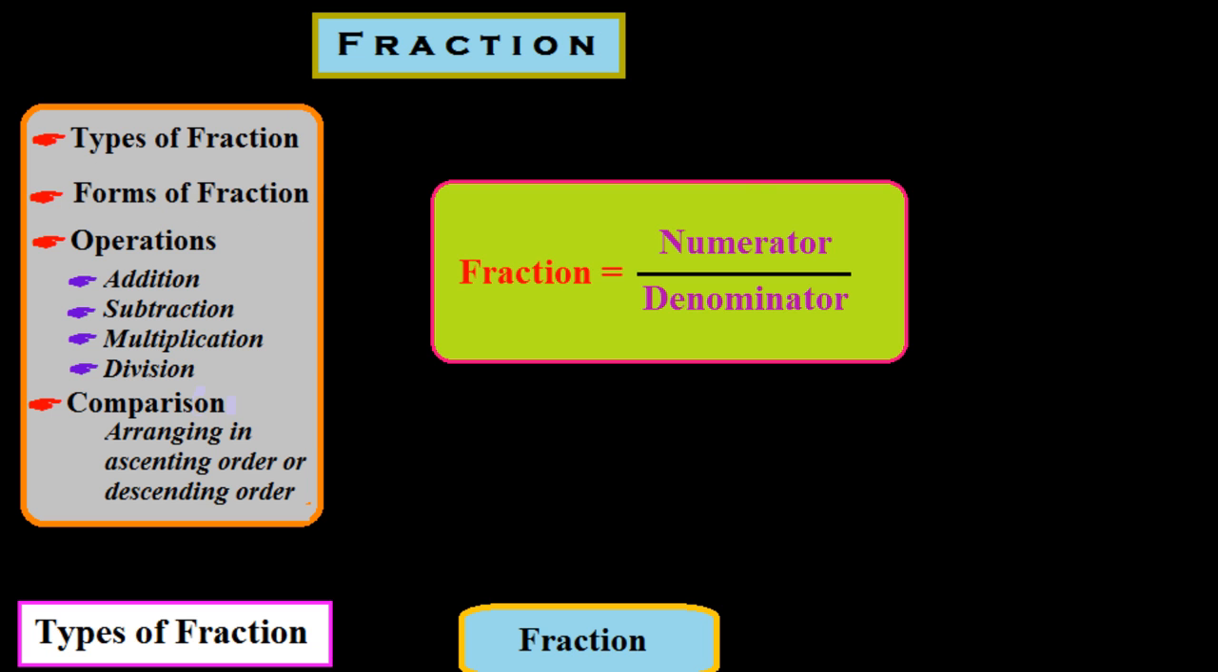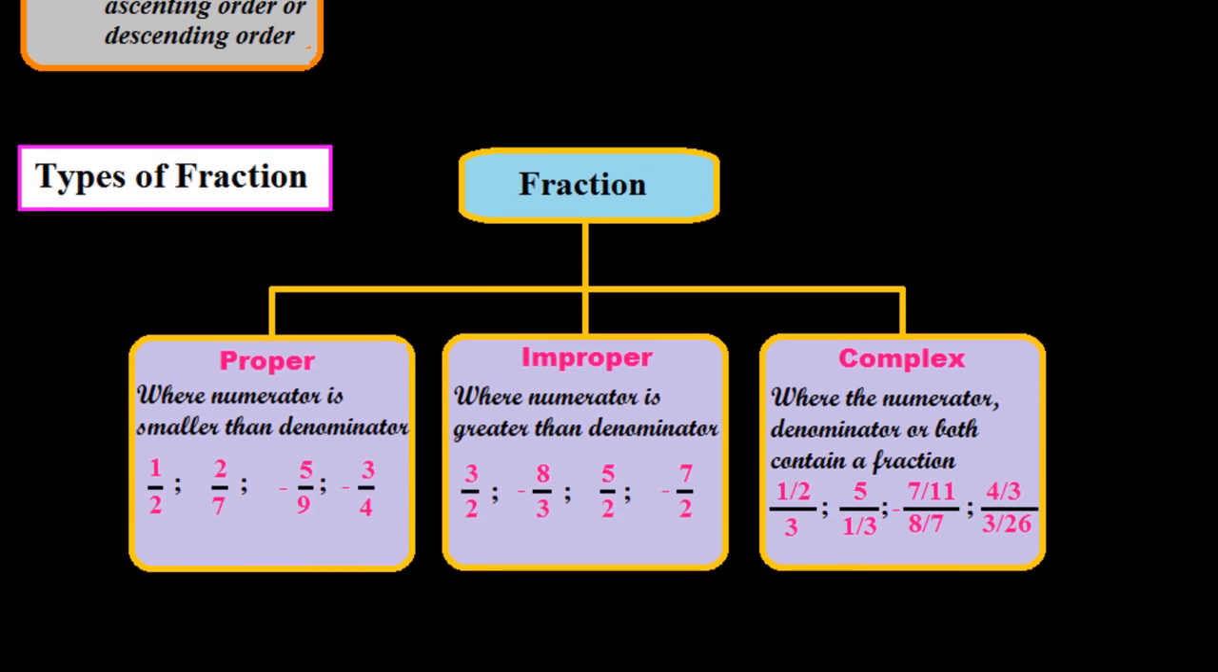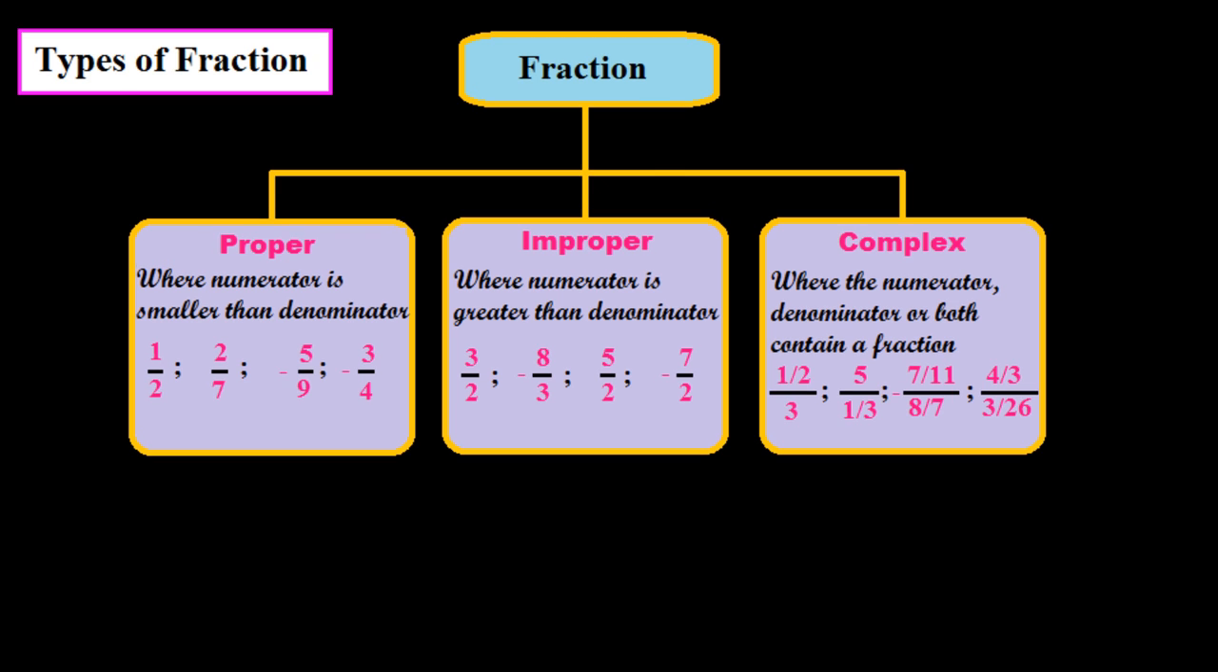So let's first define the fraction again. The fraction is equal to numerator over denominator. The upper part is called the numerator and the lower part is called the denominator. First of all, I will explain the types of fraction. We have classified the fraction into three parts. One is proper, second is improper, and third is complex.